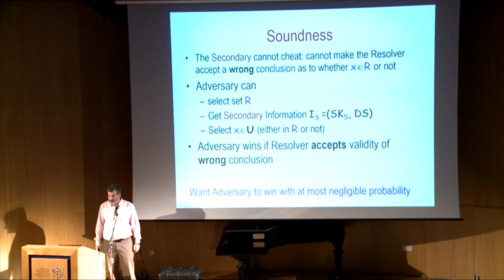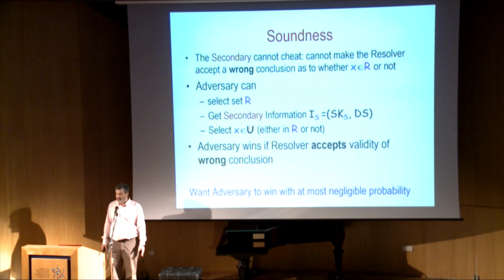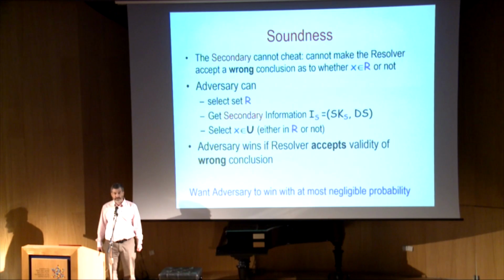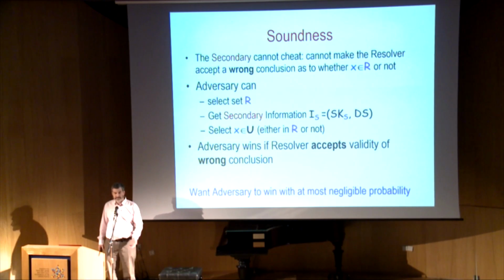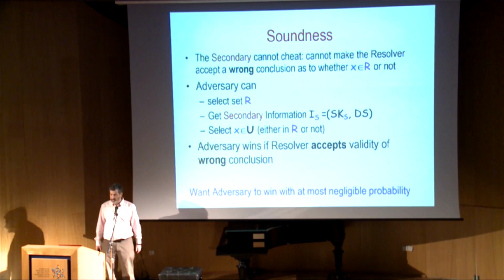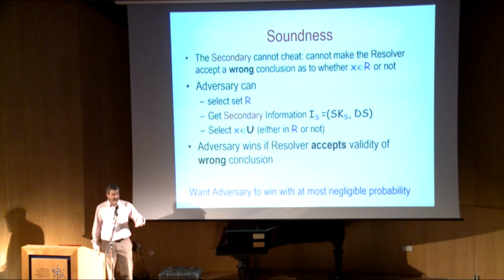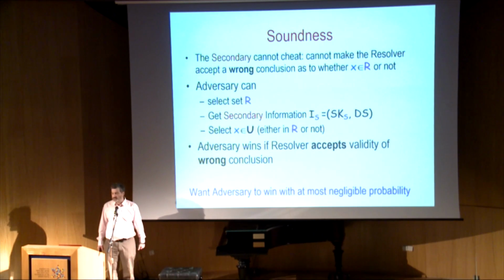Soundness, what we want is that the secondary cannot cheat, cannot make the resolver accept a wrong conclusion. Of course, the resolver can say, I haven't learned anything, but you cannot cause him to reach a wrong conclusion. And that's true even if the adversary selects the set R and gets the secondary's information, and can select X and can mount any sort of attack, except it doesn't know the secret keys of the primary.